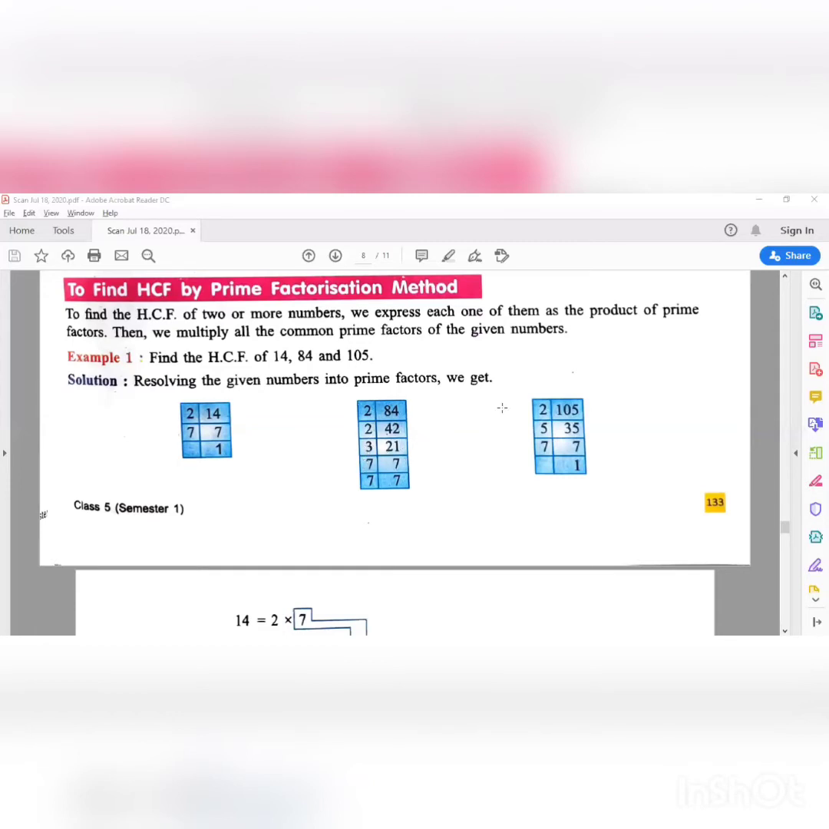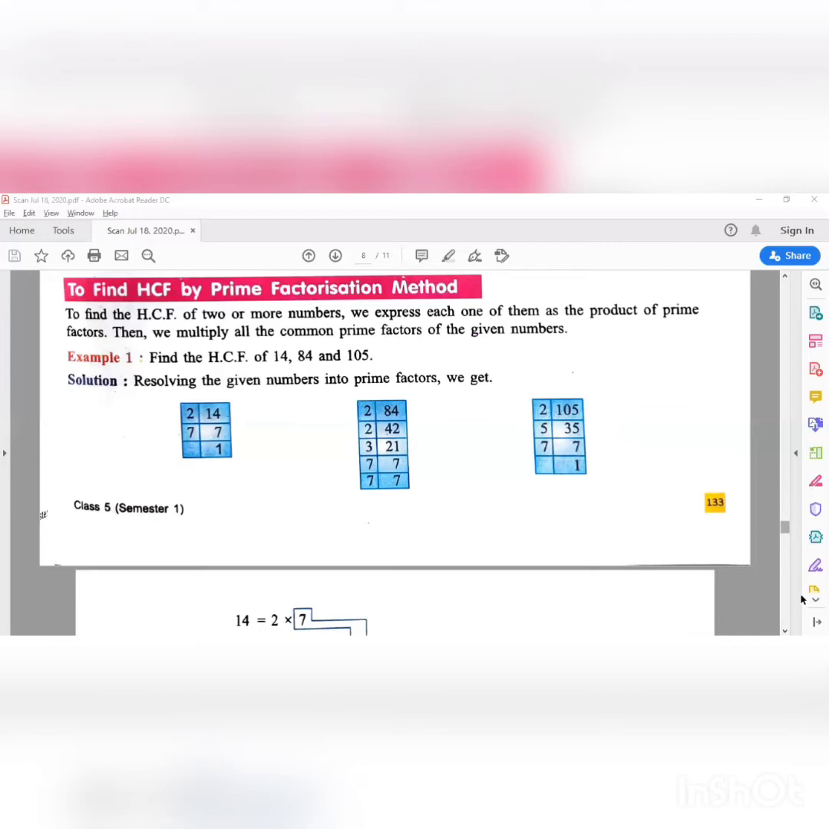Next, to find out the prime factors of 105, what do we have to do? First, it is divisible by 3. Here it is given 2, but 105 is not divisible by 2. It is divisible by 3. So 3 multiplied by 35 is 105. Now next, 35. 35 is divisible by 5. So 5 sevens are 35. Next, 7 is a prime number. So 7 ones are 7. So what are the prime factors of 105? That is 3, 5 and 7.